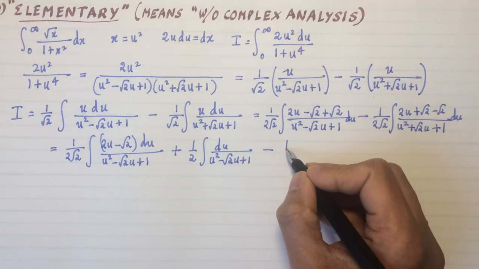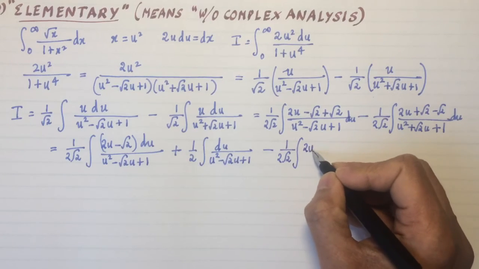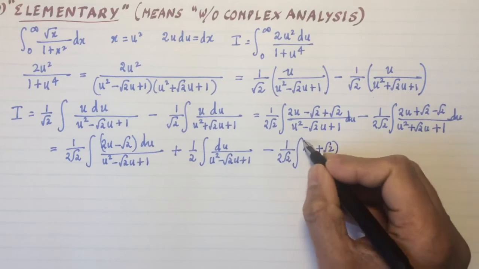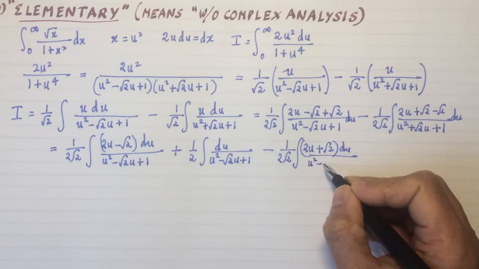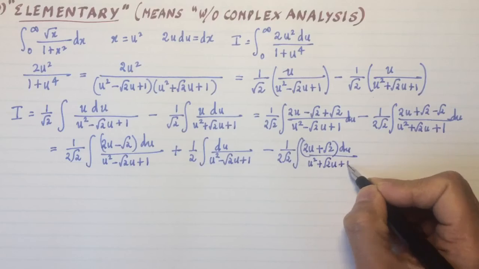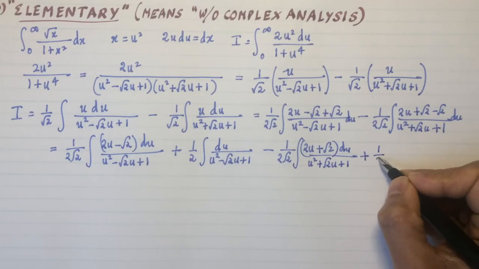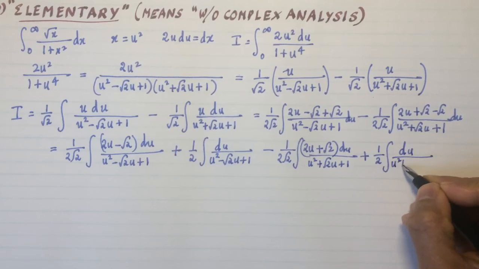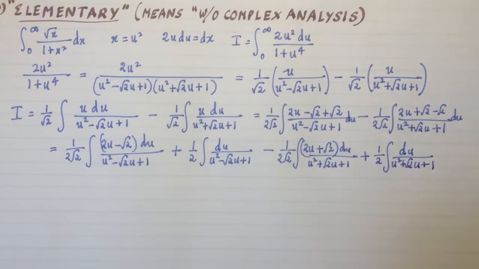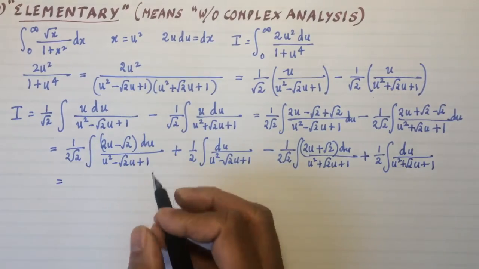other one. 1 over 2 root 2 integral 2u plus root 2 du divided by u squared plus root 2u plus 1, and then I have a minus of a minus, which is plus 1 over 2 integral du over u squared plus root 2u plus 1. So again, this is just elementary stuff.